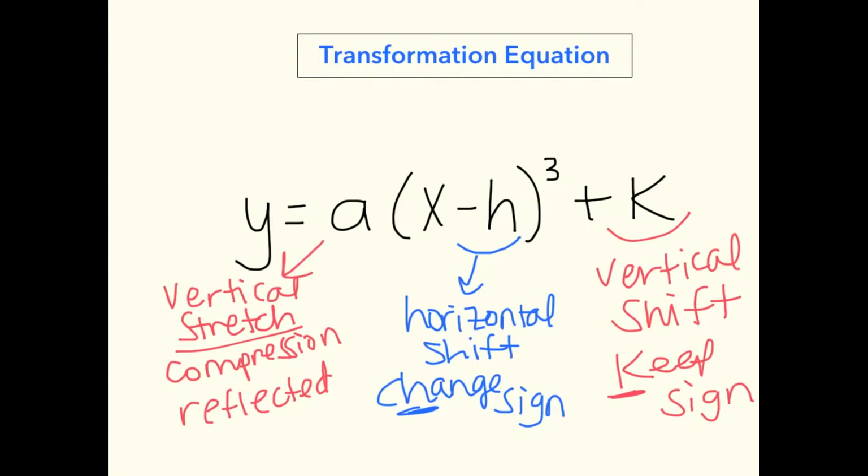Now last time what we looked at was what happens when we have an h or what happens when we have a k. And what we're going to start doing now is putting them all together. When we have an a, when we have an h, and a k, how it's going to stretch or compress or reflect. And it's also going to move right to left, and it also will move up and down. So let's do an example.